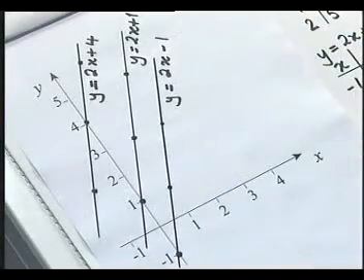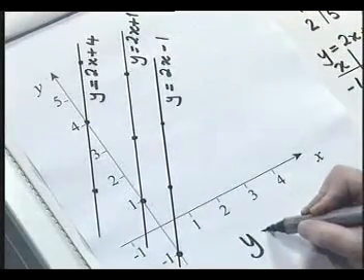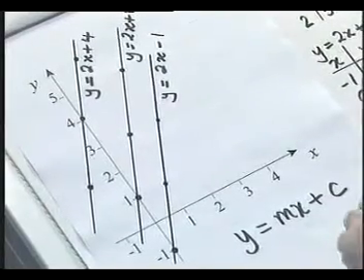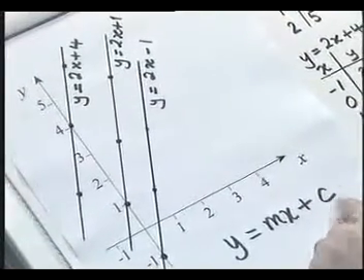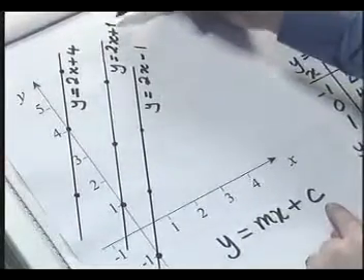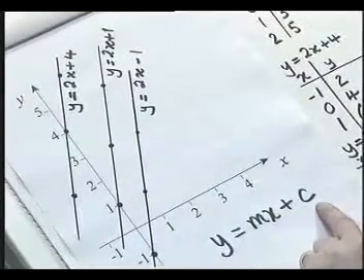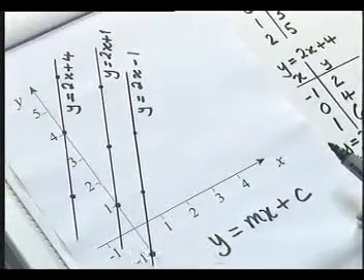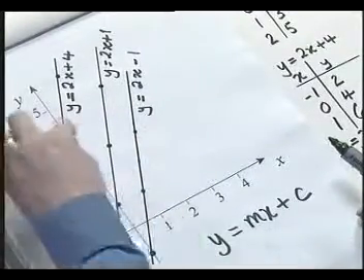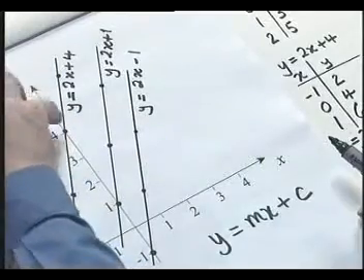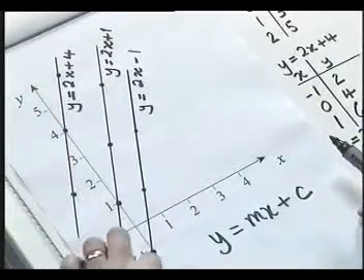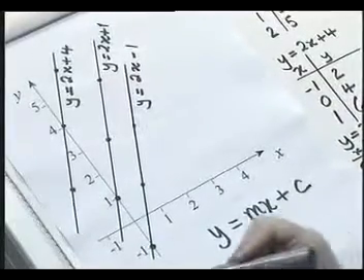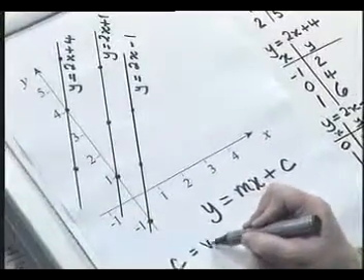And this gives us a general rule. If we have an equation of the form y equals mx plus c, the number that's on its own at the end here, the c, which was the 4 or the 1 or the minus 1, tells us whereabouts on the y-axis the graph cuts. And we call this value, either the 4 there, or the 1 there, or the minus 1 there, the vertical intercept. So the value of c is the vertical intercept.